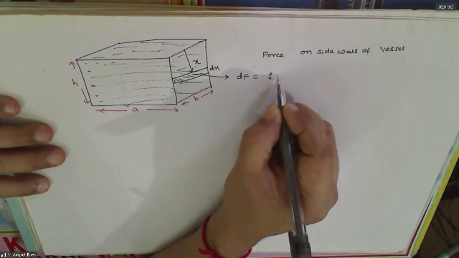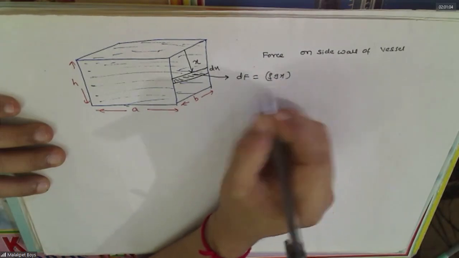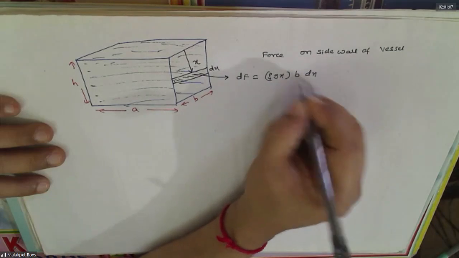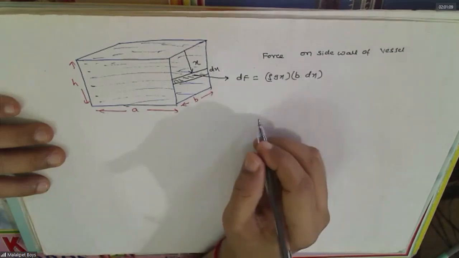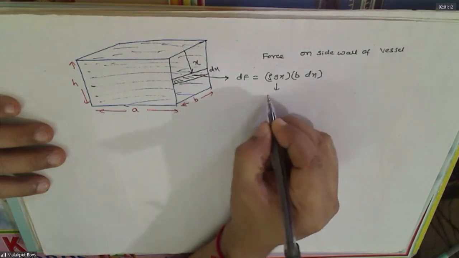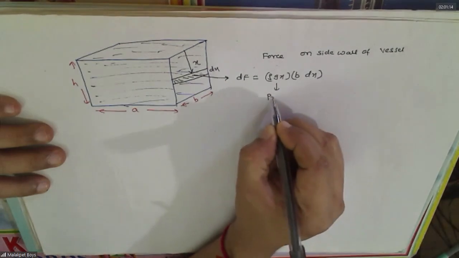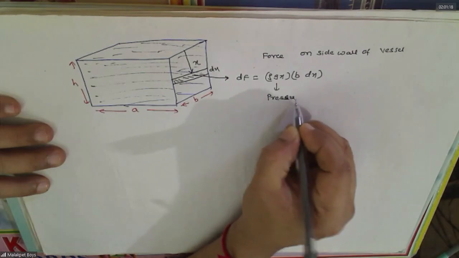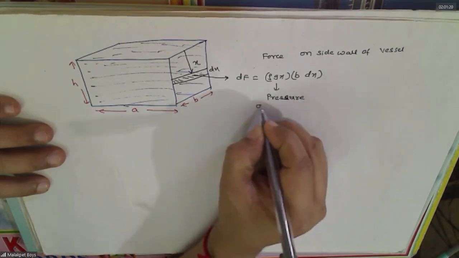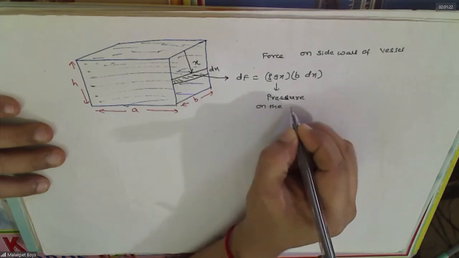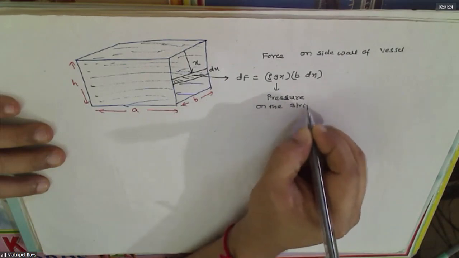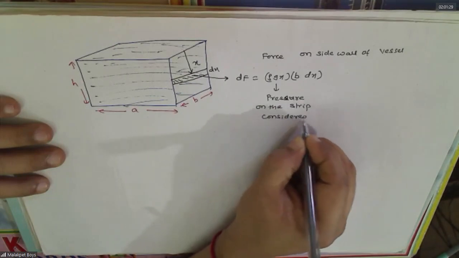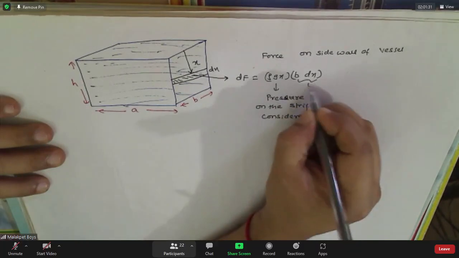That is, pressure is how much? Rho gx. Pressure into area. Area is nothing but b into dx. Understood this? Is it clear? This is the pressure on the strip. Understood this? This is the area of the strip now.